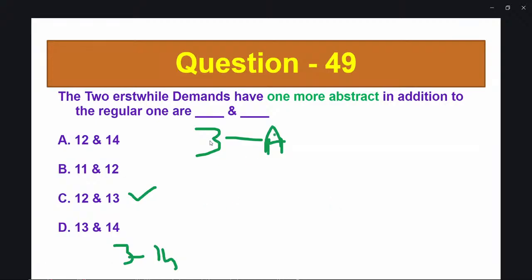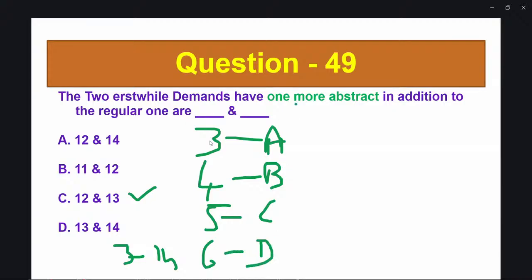So it is starting from the alphabet A. 3 is A, 4 is B, 5 is C, 6 is D. If at all the question is asked, you have to do this rough work, then you have to attempt any abstract for any demand number.